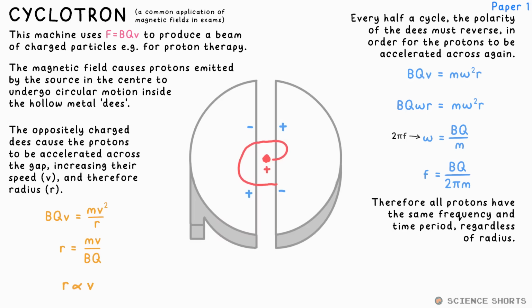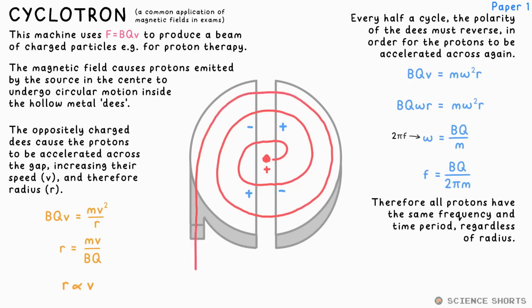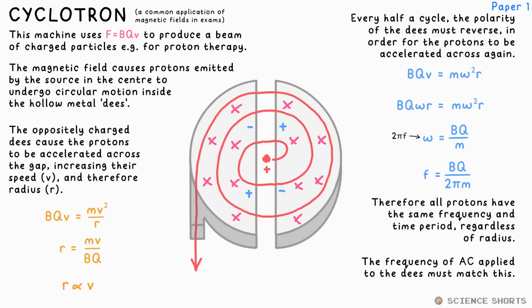That means it doesn't matter how big the radius of the circle of a proton is, all the protons will have the same frequency and time period as they move in ever-increasing circles in the Ds. Eventually they spiral out, and that's how we get our beam. Whatever the frequency of the particle's circles is, that's also what the frequency must be of the alternating PD of the Ds, causing the particles to be accelerated.